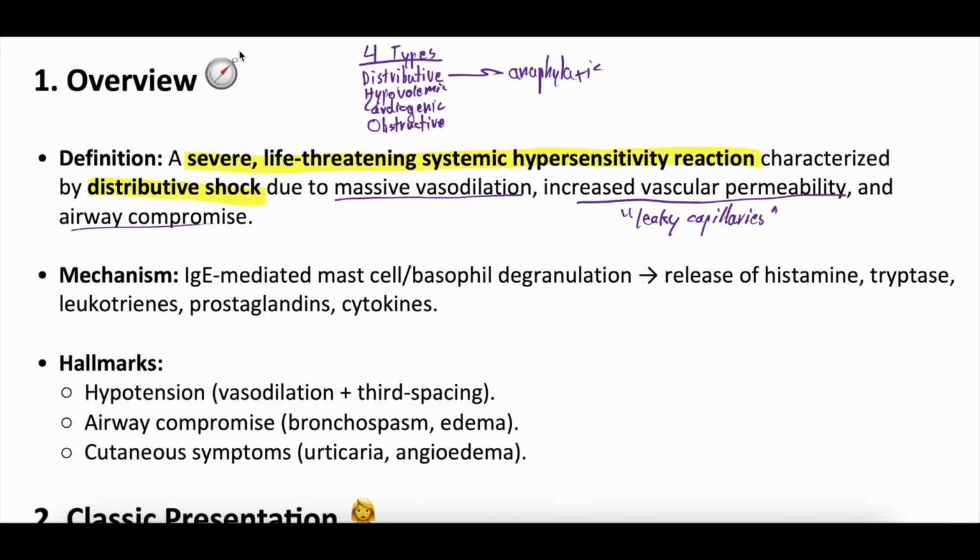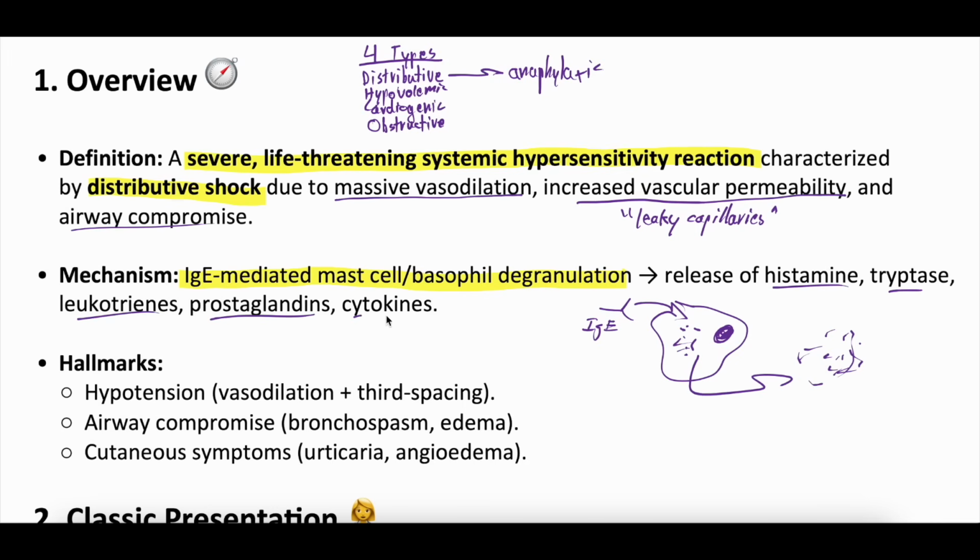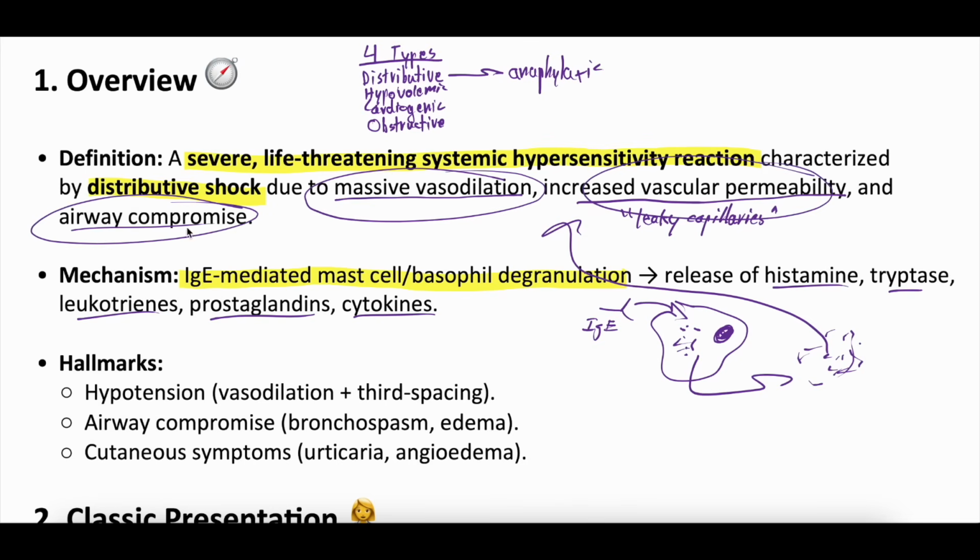The mechanism of action here is IgE-mediated mast cell degranulation. So you have all these mast cells circulating around. They've got nuclei, and they're just full of inflammatory granules. Well, IgE, which is immunoglobulin E, can prompt these mast cells to degranulate all these inflammatory mediators: histamine, tryptase, leukotrienes, prostaglandins, cytokines. And these inflammatory mediators then go and cause massive vasodilation, increased vascular permeability, airway compromise, and they lead to all these systemic reactions. Okay, so it's kind of an allergic reaction in that sense.